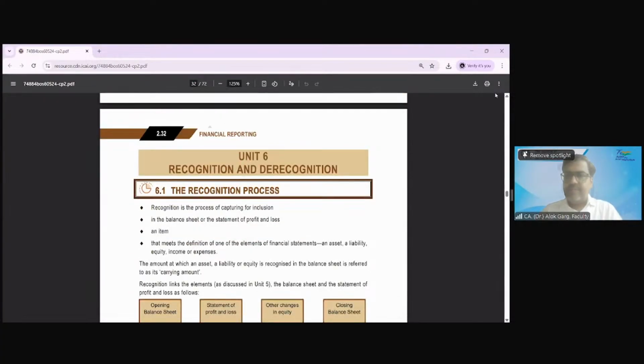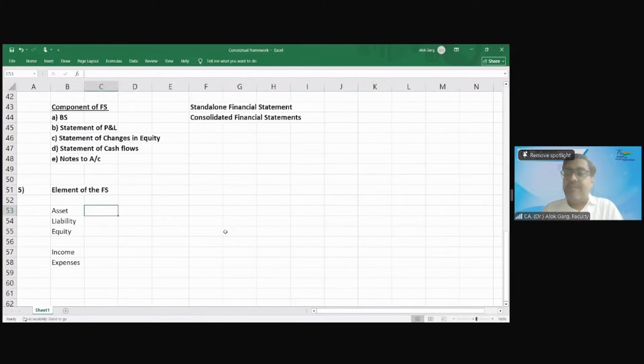Is that clear? And why are these things given here? Let me tell you why. Because if there is no Ind AS, name any transaction. You have purchased a chair yesterday for your studies. What is this transaction? It is an asset. Chair account debit to cash account. Whether it is an asset or an expenditure.